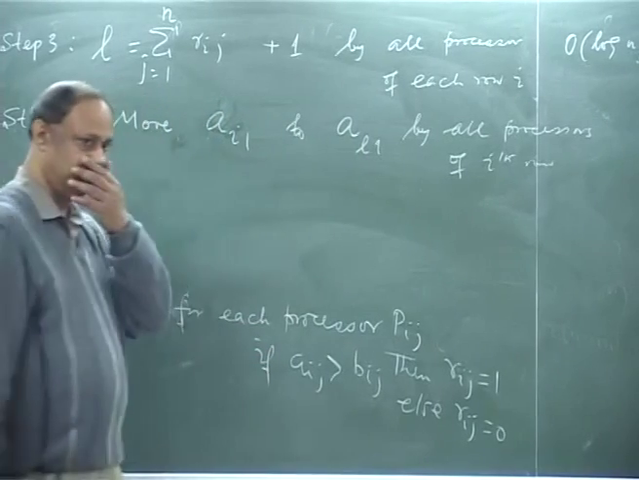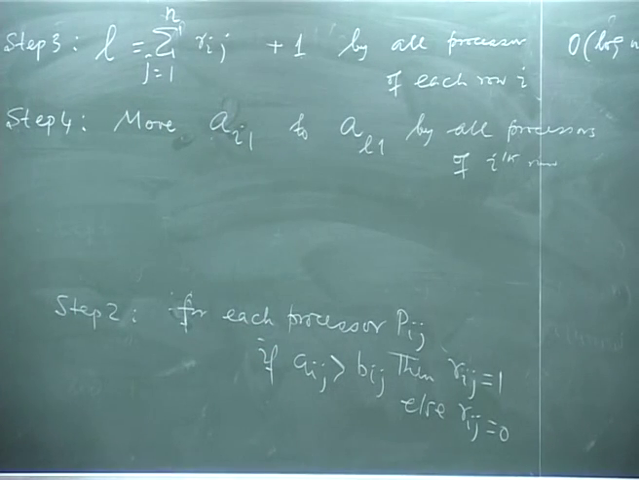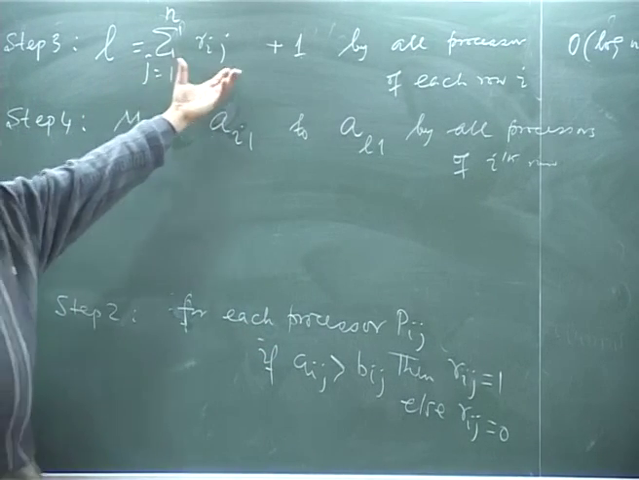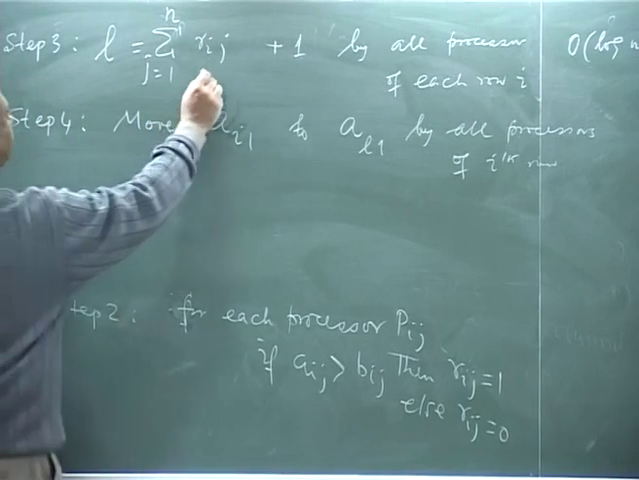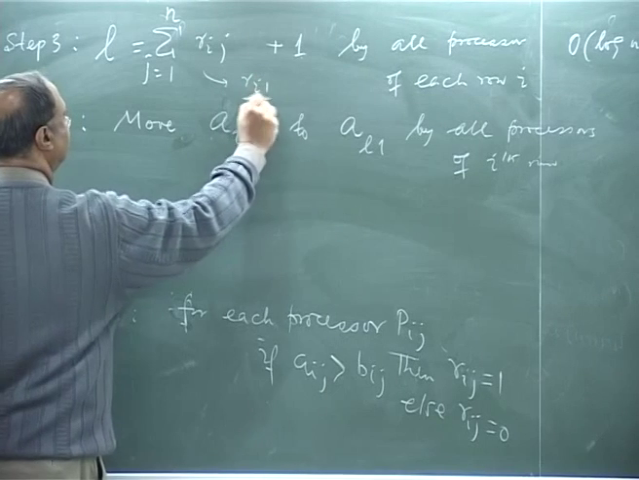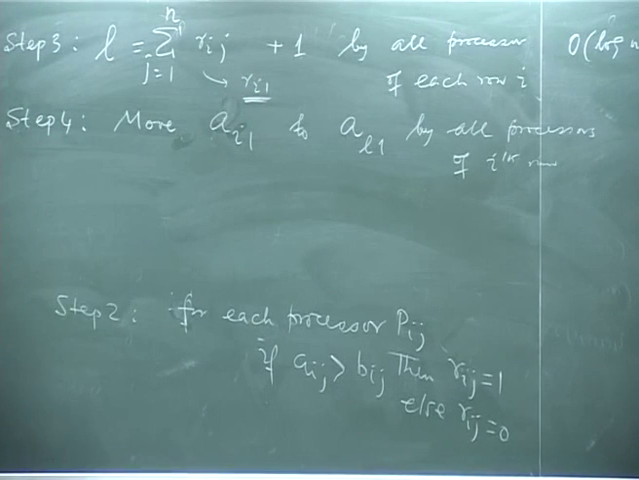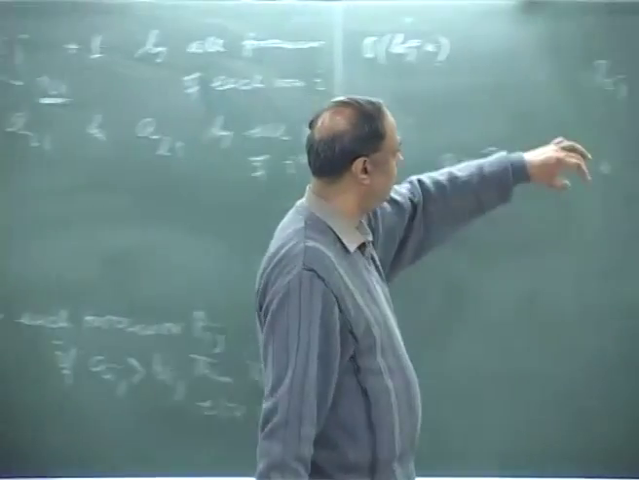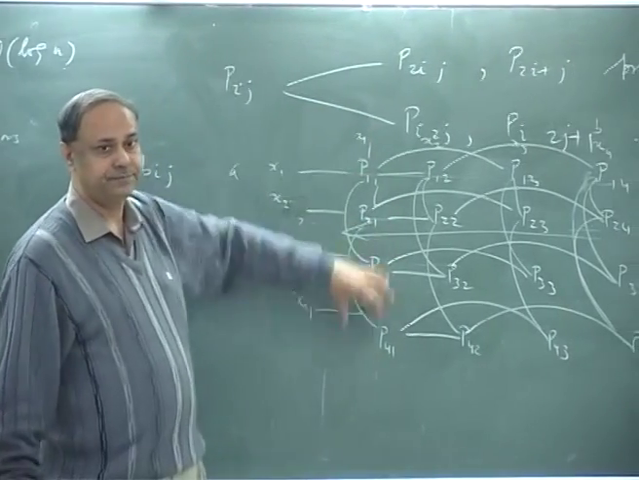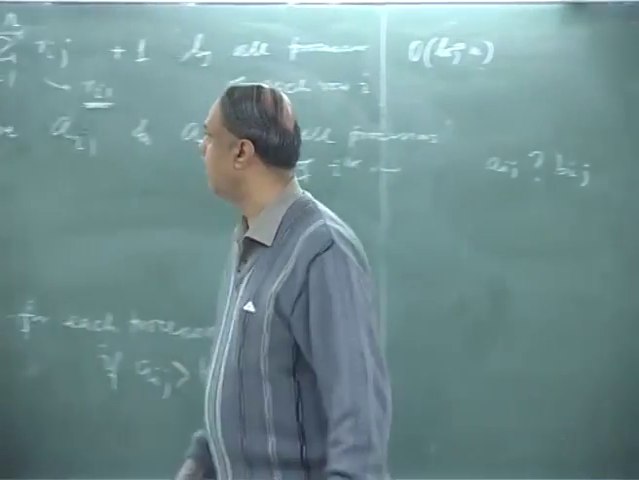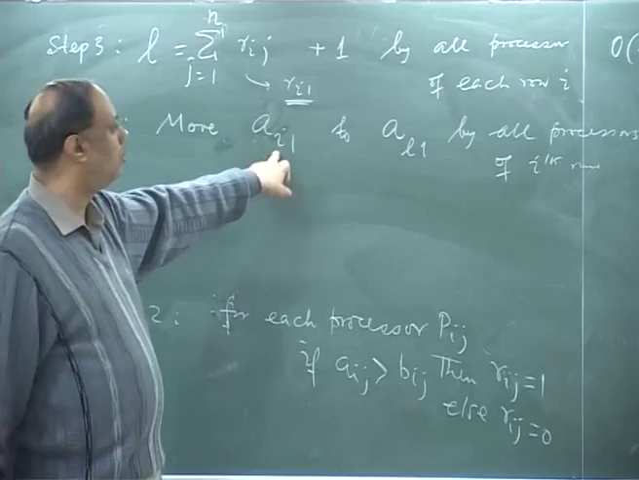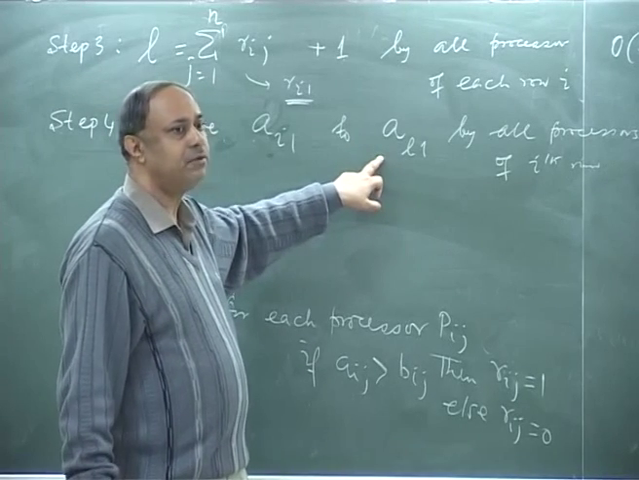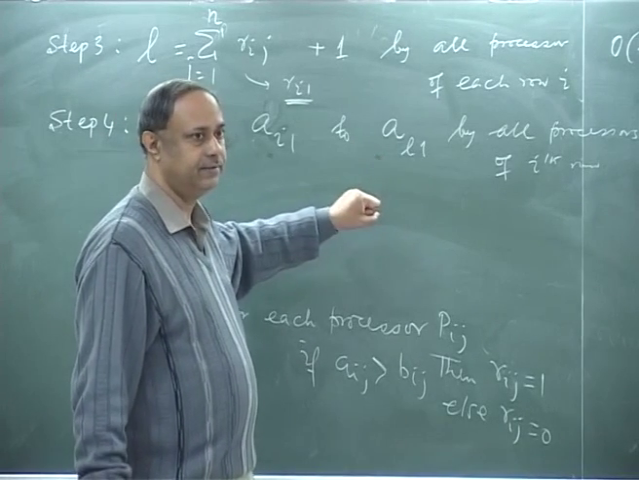So where are we storing this L? Where are we storing the L? So this sum, you put it in RI1. You store it in RI1, because that is the rank element here. RI1. So L is RI1. Right? Now move AI1 to ARI1 area.